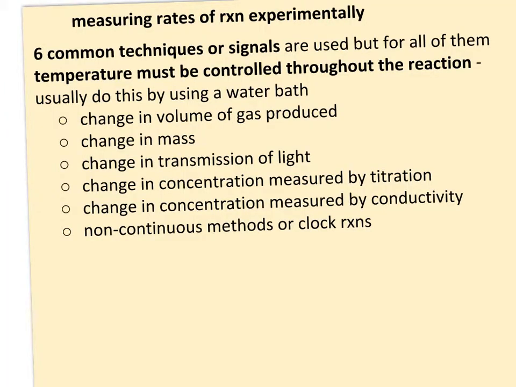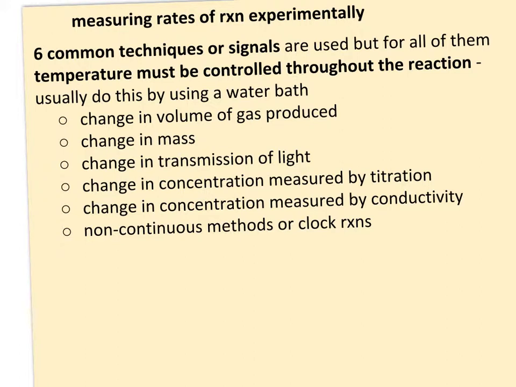So there's really 6 common techniques or signals that are used, and really 4 of them are the preferred ones, and we'll talk about why. But for each of them, you have to control the temperature throughout the reaction because temperature has a huge effect on reaction rate. And usually temperature is controlled by doing the reaction in a water bath. So you have your beaker or your test tube or whatever immersed in a water bath, kept at a constant temperature.